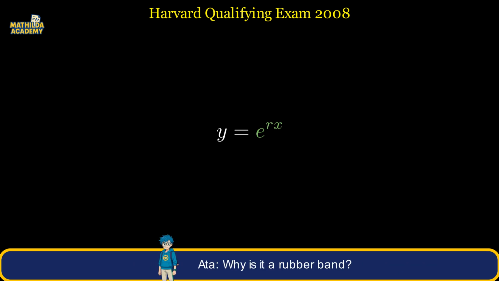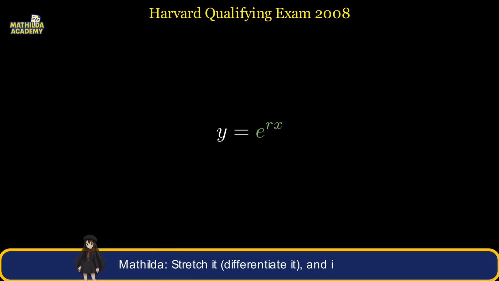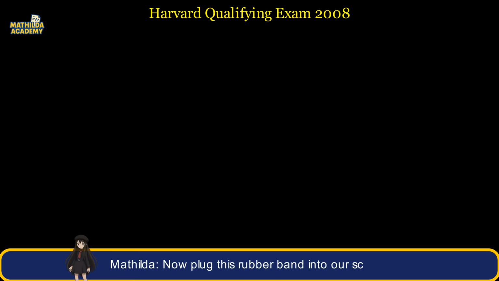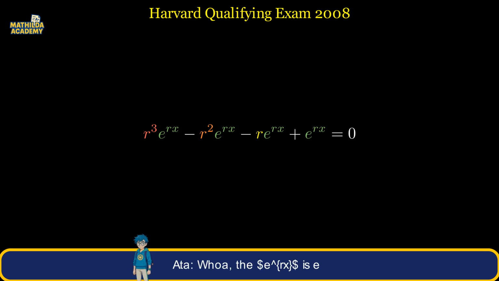Why is it a rubber band? Stretch it, and it stays the same. It just spits out an R every time. Now plug this rubber band into our scary equation. Whoa, the e to the rx is everywhere.